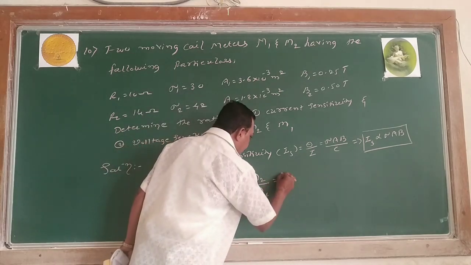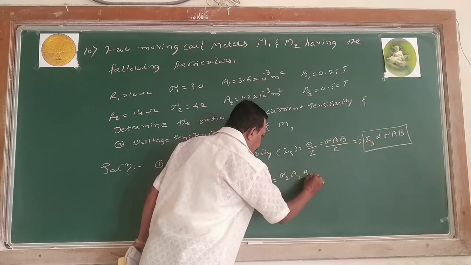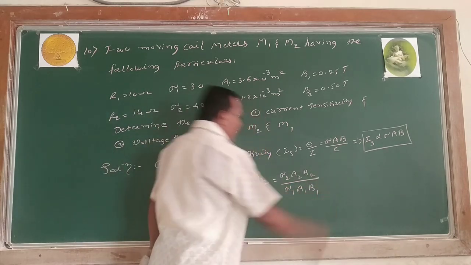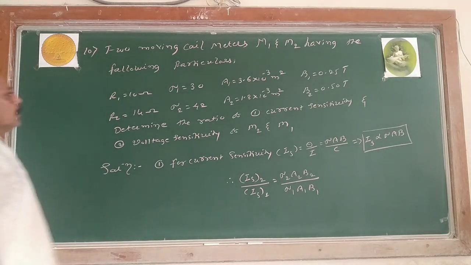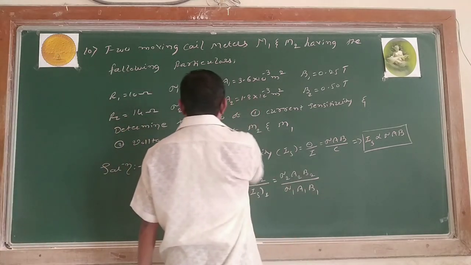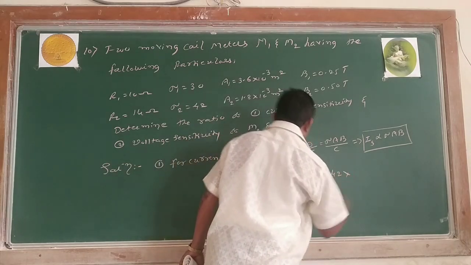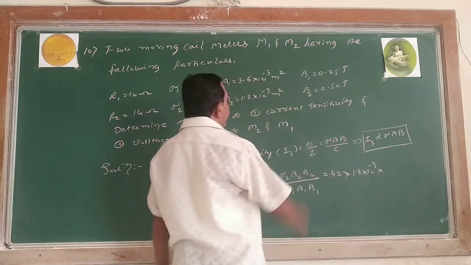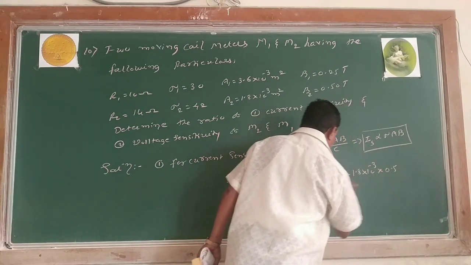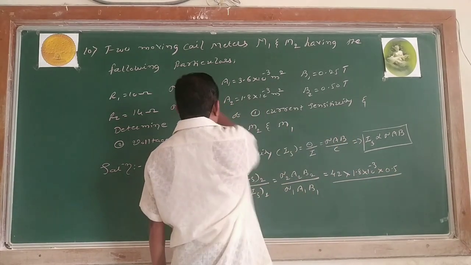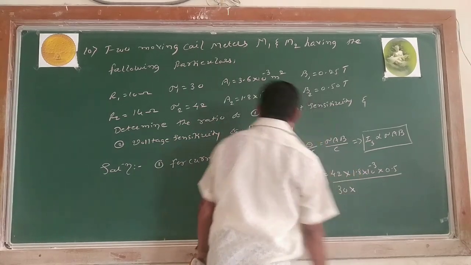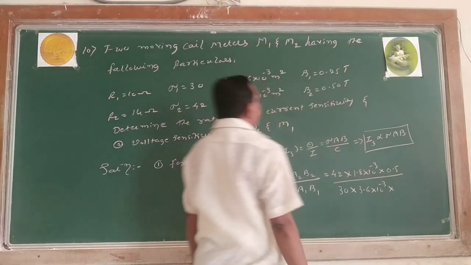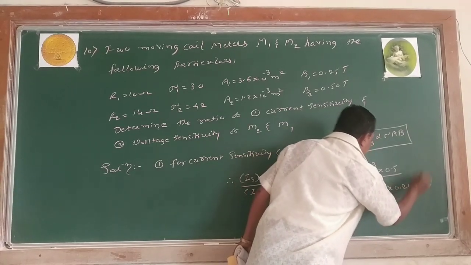Second meter, N2, A2, B2. First meter, N1, A1, B1. Substitute directly. N2 is 42, A2 is 1.8 into 10 to the power of minus 3. What is B2? 0.5. N1 is 30, A1 is 3.6 into 10 to the power of minus 3, B1 is 0.25. See, the given things are here.